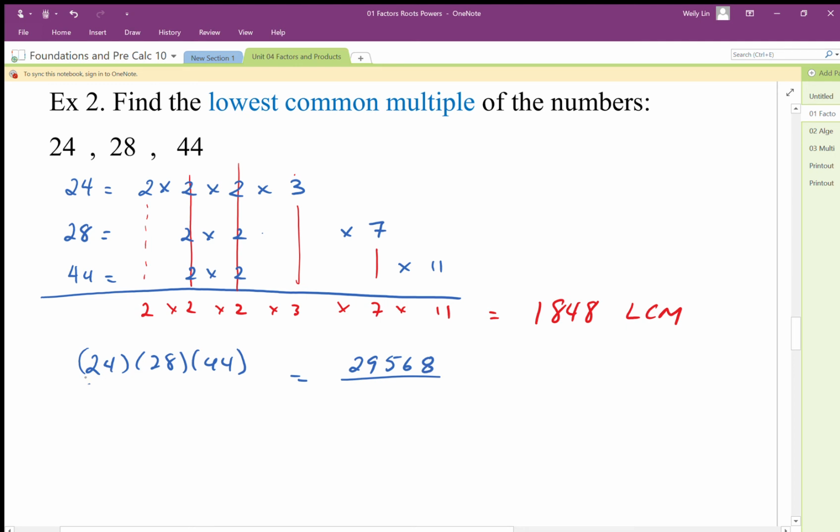So how do we get rid of the over multiplication? Well, we get rid of multiplication with division. And we've over multiplied because we used too many 2's here. So we have 2 times 2 here that we've used too many here. And we got 2 more over here. So I'm going to divide out by 4 2's or divide by 16. So if I divide by 16, I'm going to end up with my LCM of 1848.